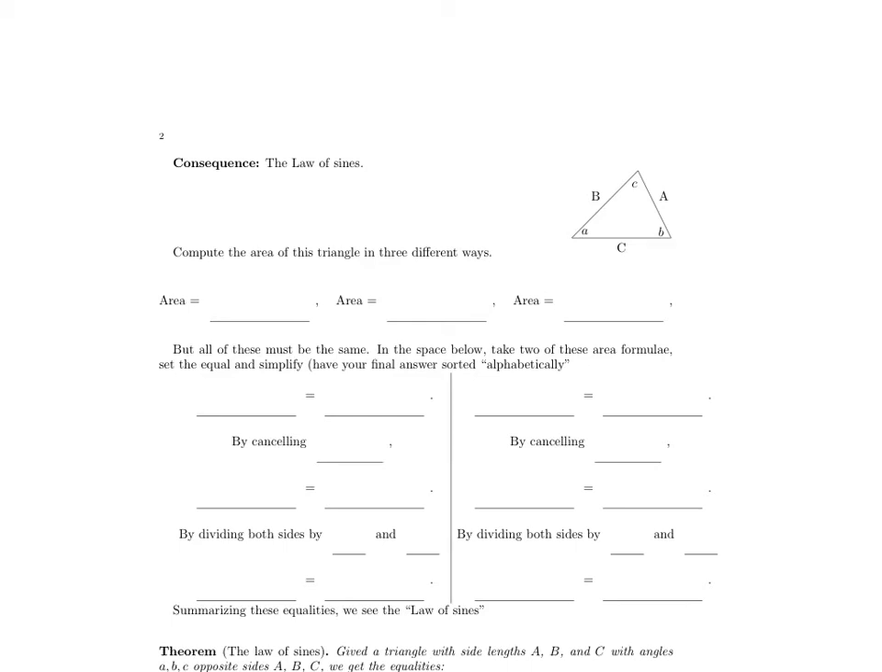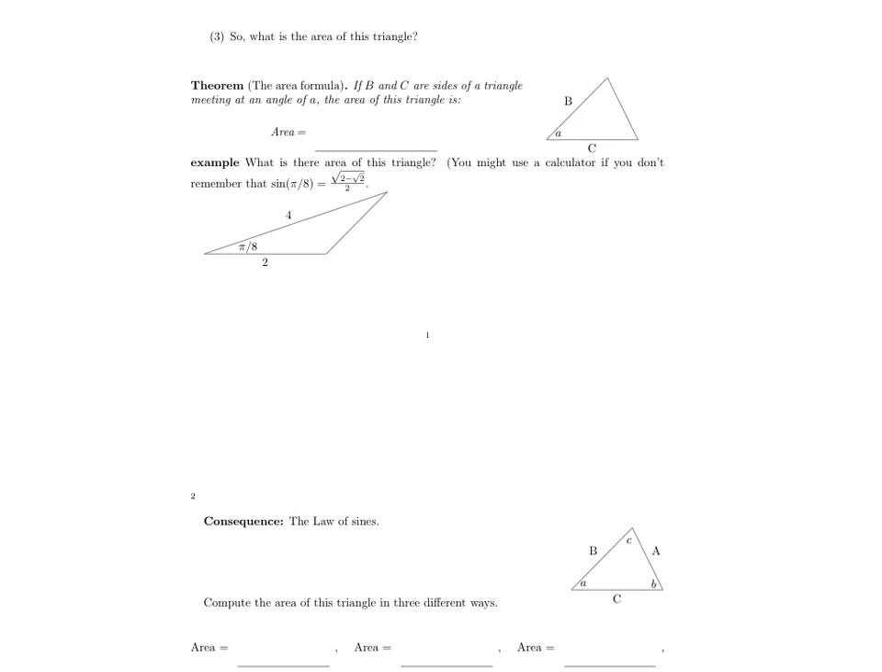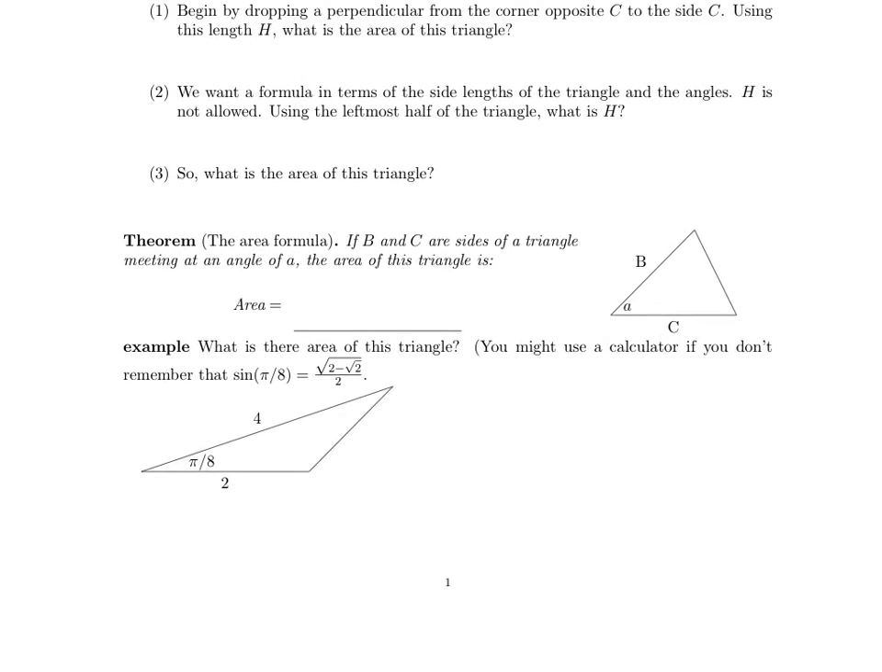Let's begin. So, what did we just achieve? We just achieved a formula for the area of a triangle given two side lengths and the angle at which they meet. The formula that we get, let's fill it in again. If b and c are sides of a triangle meeting at an angle of alpha, then the area of that triangle is 1/2 the product of those two sides times the sine of that angle.